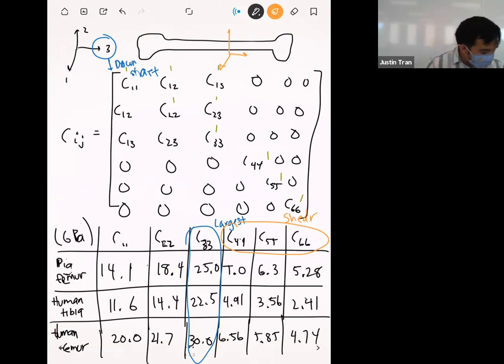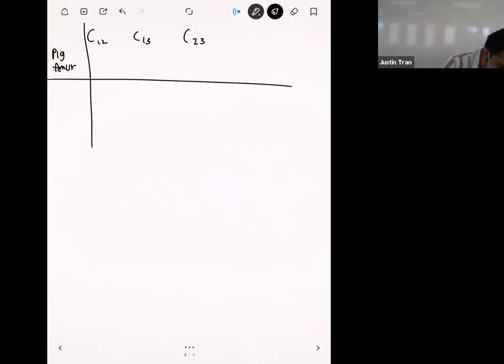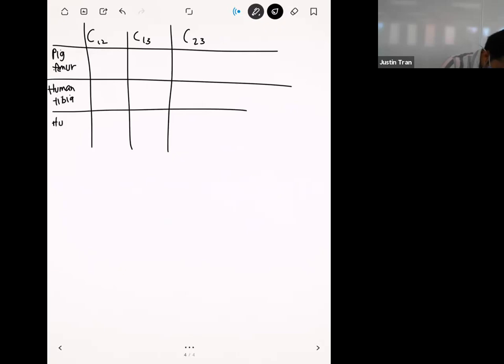All right, so let's go ahead and fill in the rest of the values, C12, C13, and C23, because those are the last ones that we didn't have here. Our first row is going to be our pig femur, just like before. Then we have our human tibia, and also the human femur. You'll see for all of these, they're also very low values.